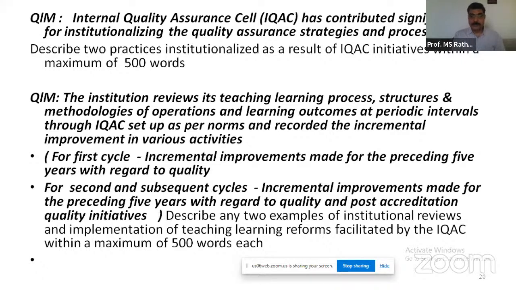It has been clearly mentioned that for the first cycle, the incremental improvement is considered for the preceding 5 years with regard to quality. So we have to show that, the first time we are going, in the last 5 years our IQAC was functioning, and they initiated activities, and what the outcome of those activities was, how the quality has gradually improved. If the incremental trend is there, it would be considered that the institute is on the right path, and in the subsequent cycle they will get the benchmarks set by NAAC. In the second and subsequent cycles, this is mandatory to establish, and then incremental improvement should be there for the 5 years, along with the post-accreditation quality initiatives the institution has taken. These are to be given in descriptive form. These are known as the qualitative metrics.